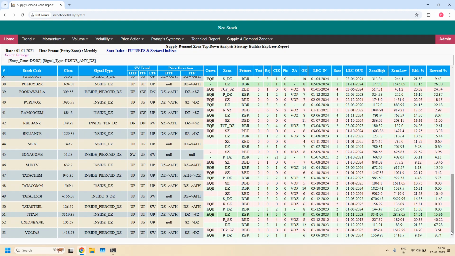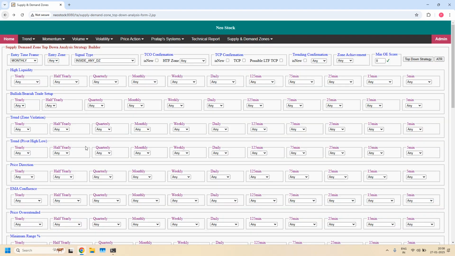So total 53 stocks are filtered. Out of these 53, how many of these monthly demand zones are having monthly EMA Confluence? Let us filter. In the EMA Confluence monthly time frame, monthly demand zone having monthly EMA Confluence.